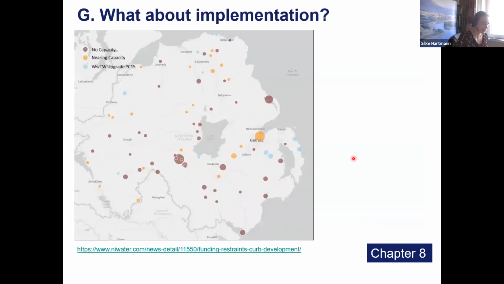Only 2 sections left then. So if you look at the program of measures over the past and the current draft plan, you probably notice that there are similarities, and you might be wondering, so are the measures working, or what about implementation? So this map here is taken from Northern Ireland Water, and it shows those cities, towns and settlements where we currently are close or at capacity and no new connections can be made to the sewage network.